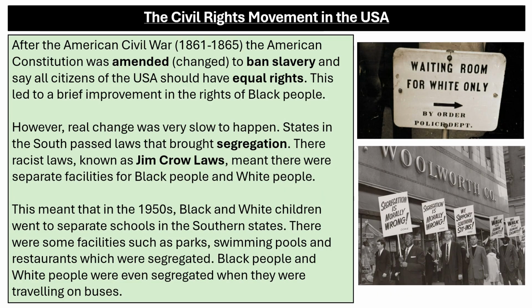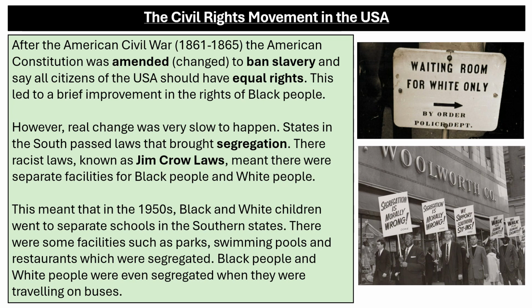So after the American Civil War, which was 1861 to 1865, the American Constitution was amended, which means changed, to ban slavery and say all citizens of the USA should have equal rights. Now that led to a brief improvement in the rights of black people. But real changes were very slow to happen, especially in the southern states like Alabama, Mississippi, places like that. And states in the South brought in segregation.